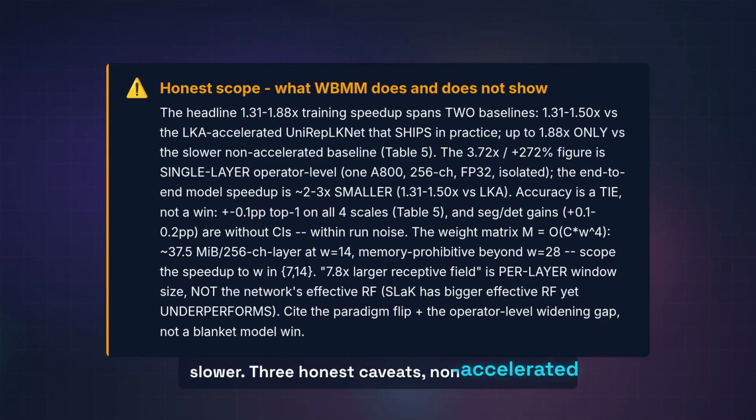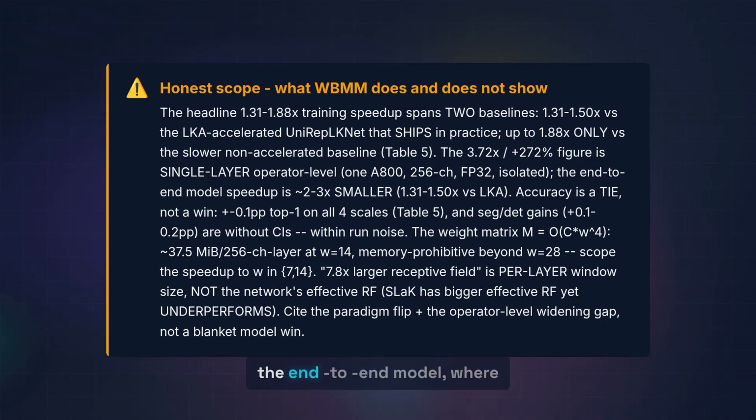non-accelerated baseline. Three honest caveats. Second, the 3.72 times operator peak is single layer, not the end-to-end model where the speedup is 2 to 3 times smaller. Third, the weight matrix M scales as W to the 4th, memory prohibitive beyond 28, so the speedup is scoped to the tested 7 and 14.